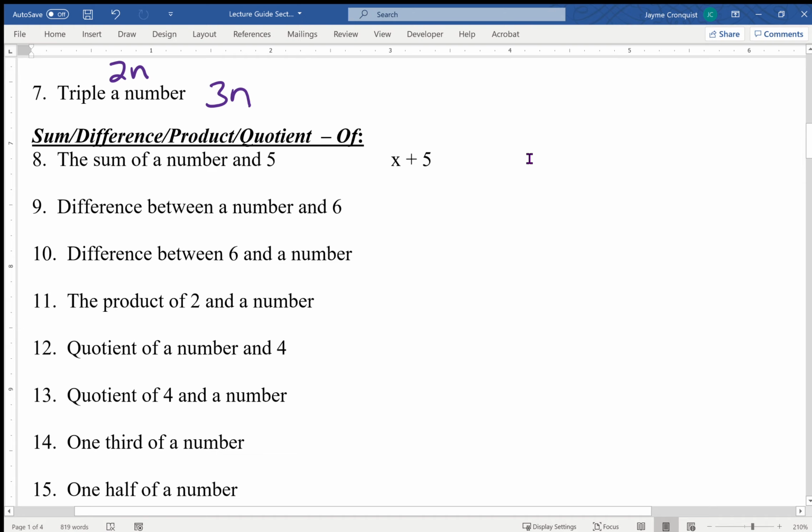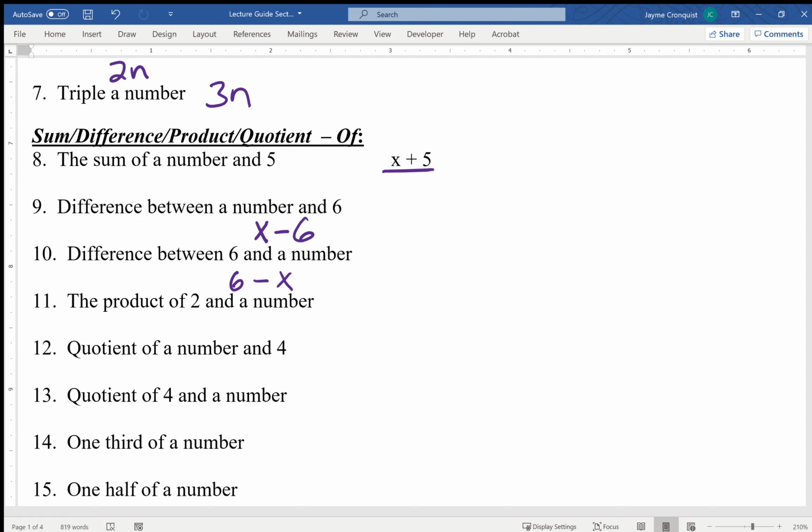Sum and difference, product and quotient of. Now remember, quotient is division, product is multiplication. The sum of a number and 5. Well, you can see we've got it here. The difference between a number and 6. The difference between 6 and a number. Now, because subtraction is not commutative, these would generate two different numbers. One would be negative and one might be positive.